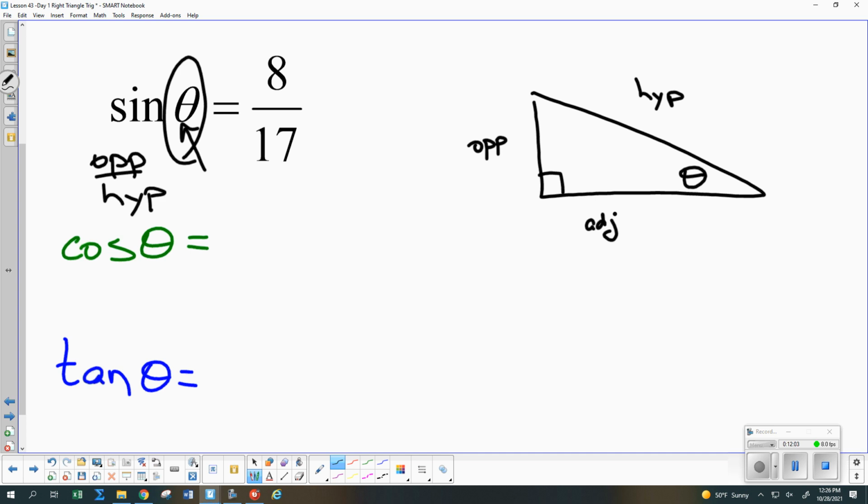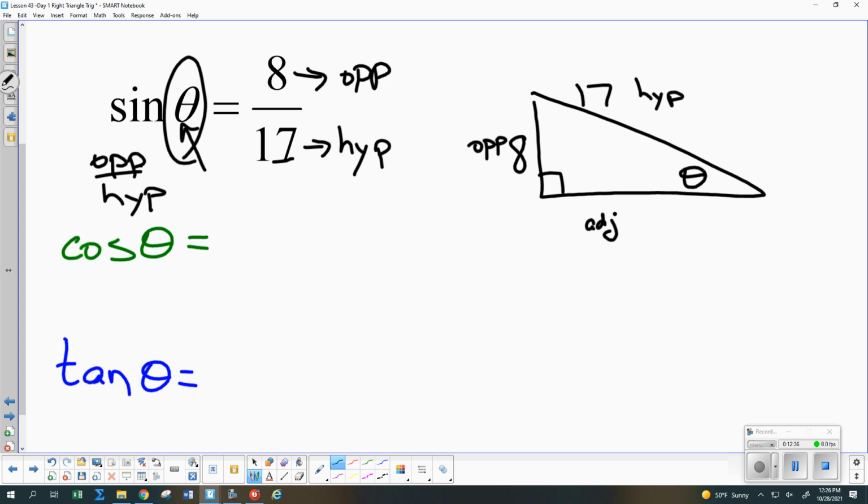It does not matter how big or small my triangle is, if it's got an angle that measures whatever theta is, that ratio is going to be the same. So all I have to do, since I need 8 over 17 to be the opposite over hypotenuse ratio, I am going to write the 8 on the opposite side, and I am going to write the 17 on the hypotenuse side, because then when I take opposite over hypotenuse, I get that ratio I'm supposed to have.